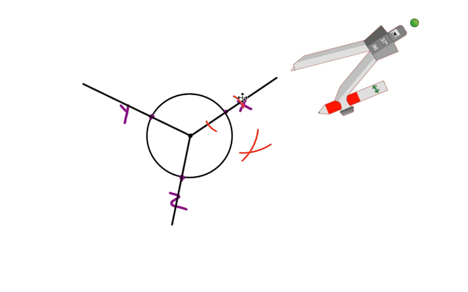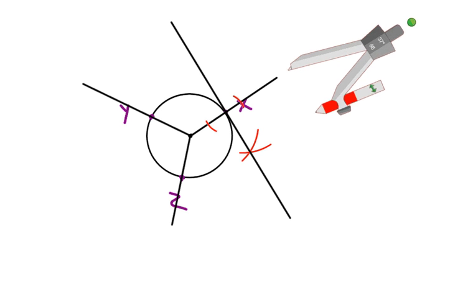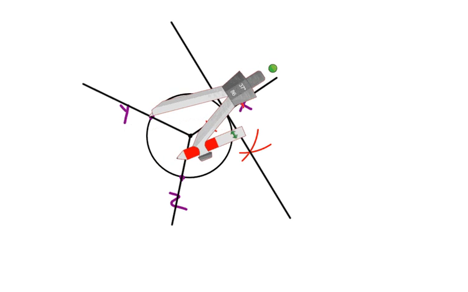Now we can draw in our perpendicular that is tangent to that radius. Then we do the same thing on the other 2 points.